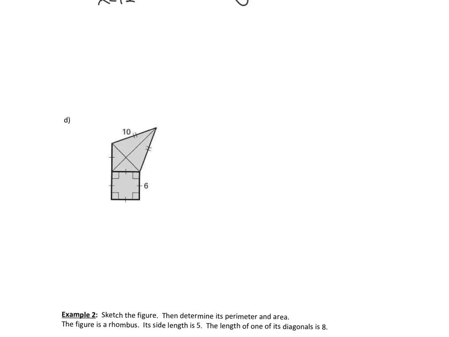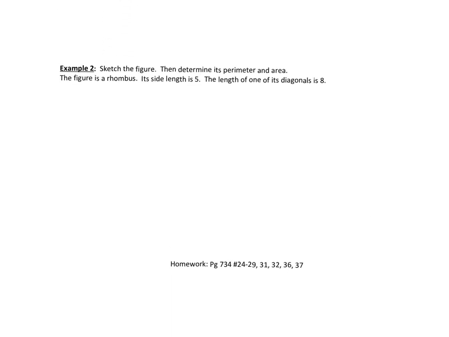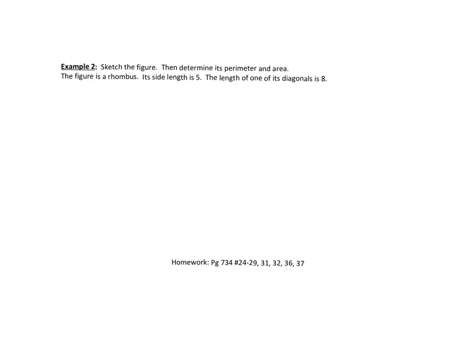Okay, we are going to do our very last example, which says example 2. Example 2 says sketch the figure, then determine its perimeter and area. The figure is a rhombus. All right, rhombus. What do I know about a rhombus? Think back at those different properties.